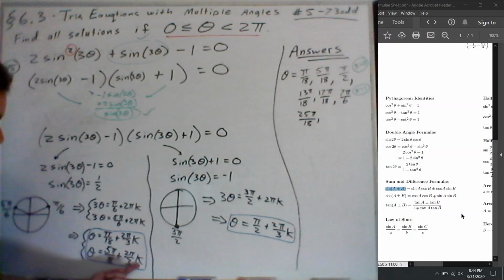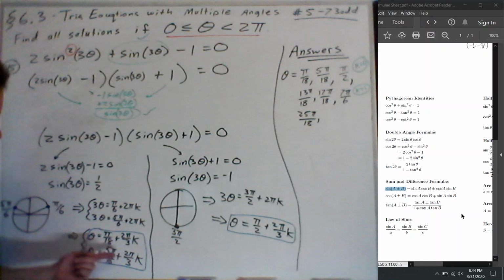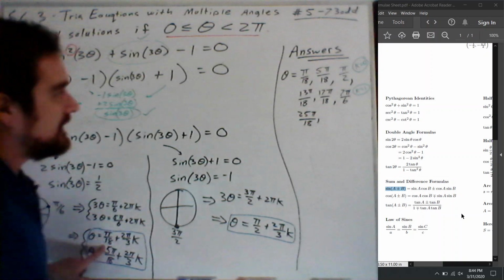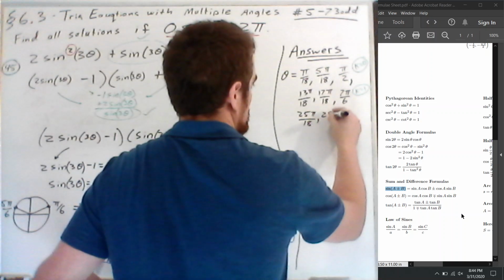Same thing here, case k equals 2. Write down 2 here, multiply to get 4 pi over 3 plus 5 pi over 18. I'll need to multiply top and bottom by 6 to get a common denominator of 18. So I've already got 4 times 6 is 24, plus 5 is 29 pi over 18.